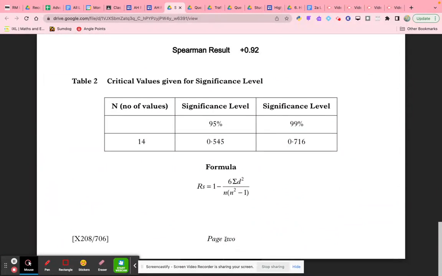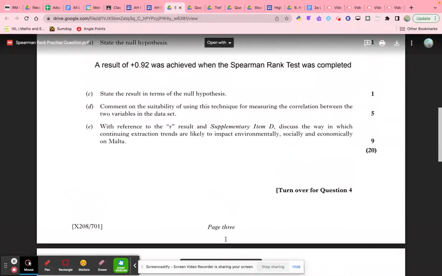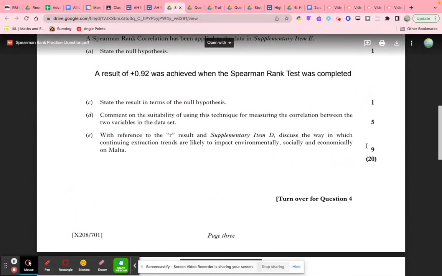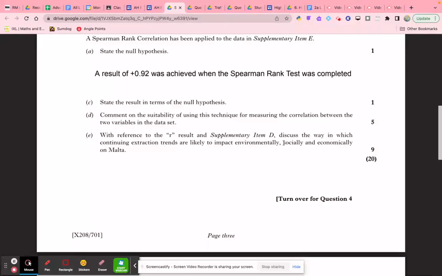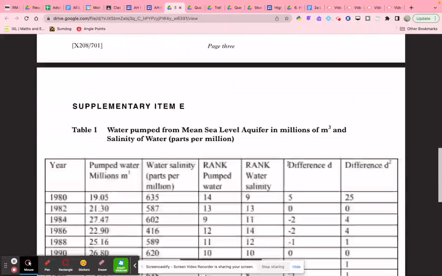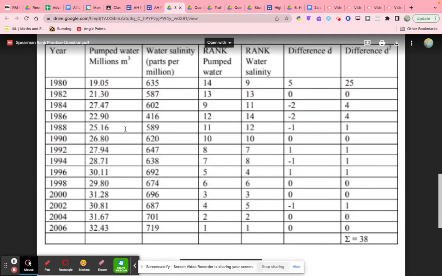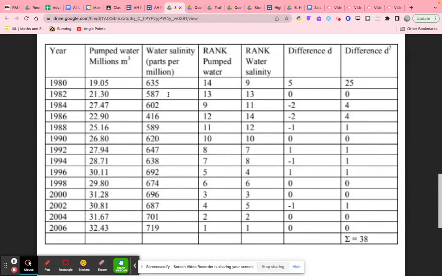Now, just on the final question, which is a knowledge-based question, this is quite high. This is quite an old past paper question. And normally you'd only see up to about 5 or 6 for this. But the question focuses on the way in which continuing extraction of water is going to impact the environment, the people, and the economy of Malta. So clearly they are extracting high amounts of water, but the water is becoming more saline.